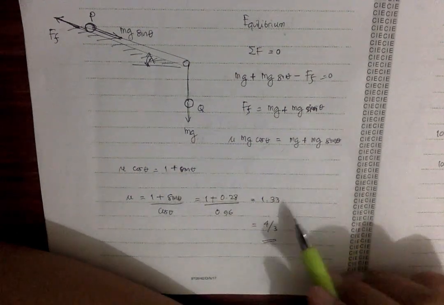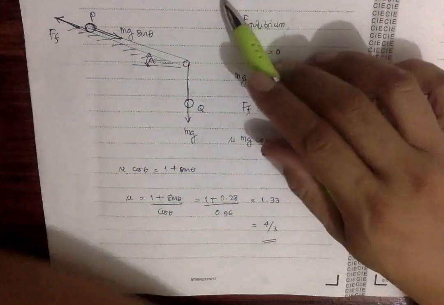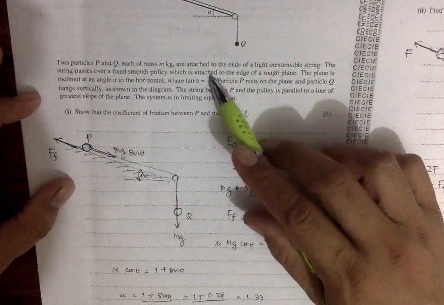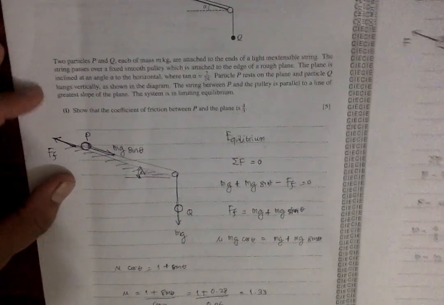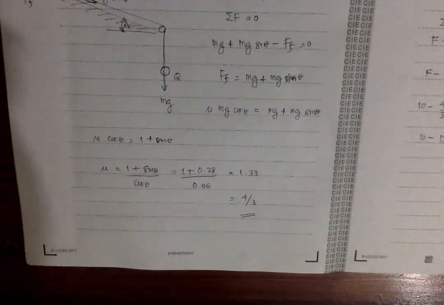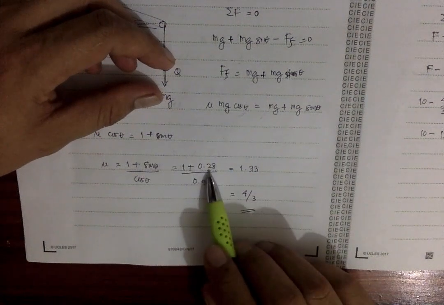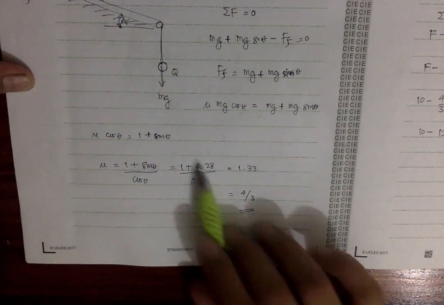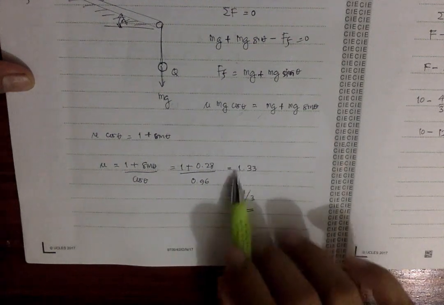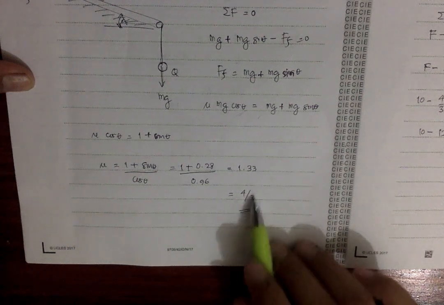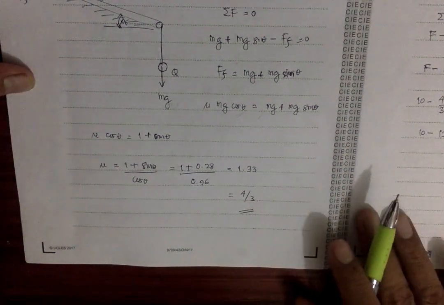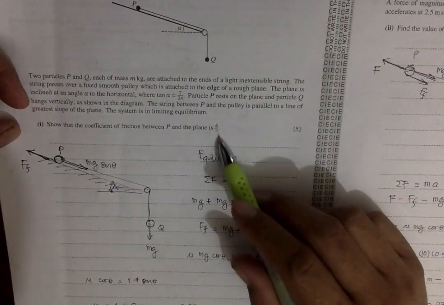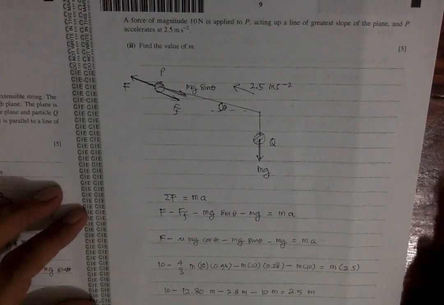For tan theta equals 7 over 24, we get sin theta equals 0.28 and cos theta equals 0.96. After we calculate this, we get 1.33, which is equal to 4 over 3. Okay, this is already proven, because the answer is the same after we calculate 4 over 3. Now the next part, still on question 6.